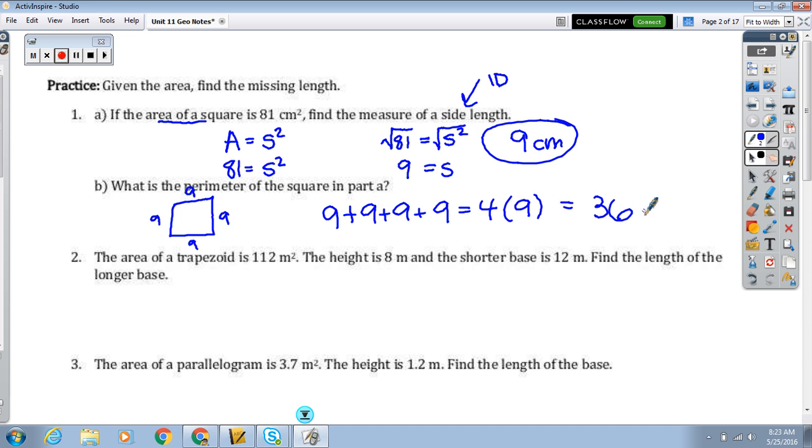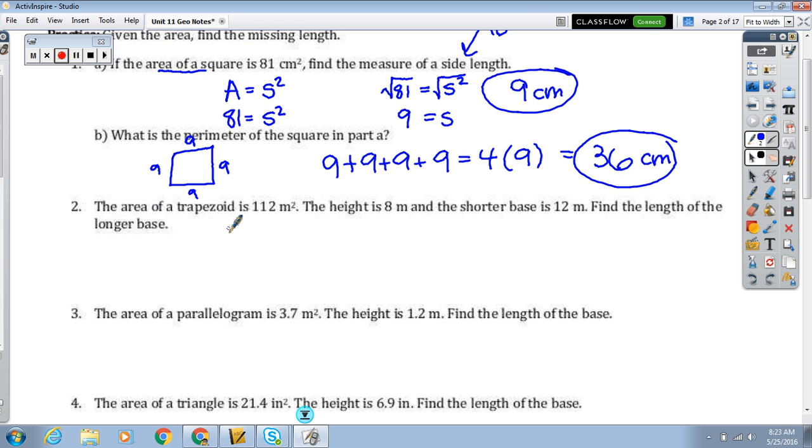And perimeter, it's a distance, it's a length, so it's also going to be a one-dimensional measurement in terms of our units. Alright, so I've got 2 more examples and then I'm going to set you guys free to work. When we look at number 2, it says the area of a trapezoid is 112 meters squared, the height is 8 meters, the shorter base is 12 meters, find the length of the longer base.